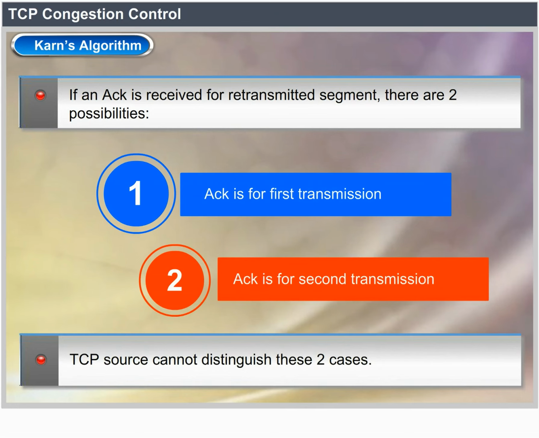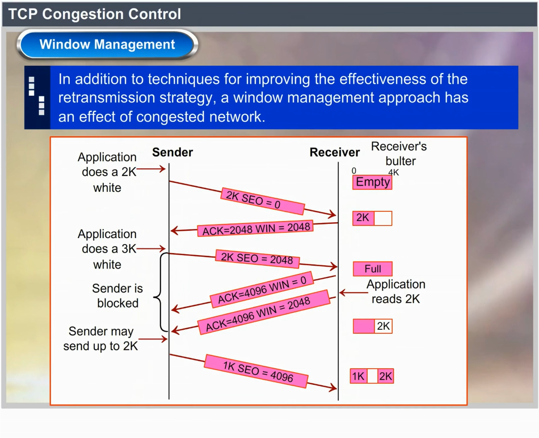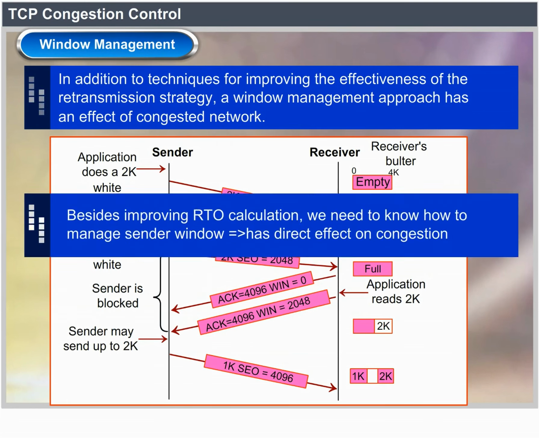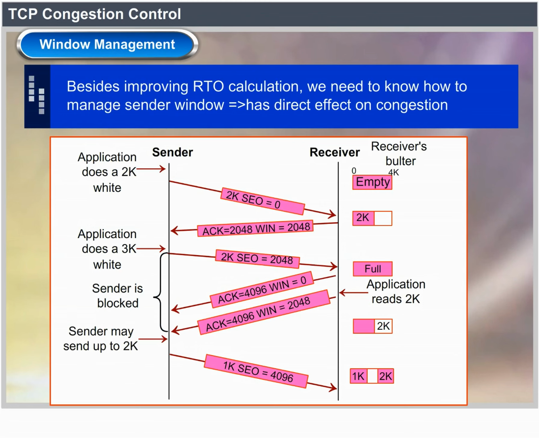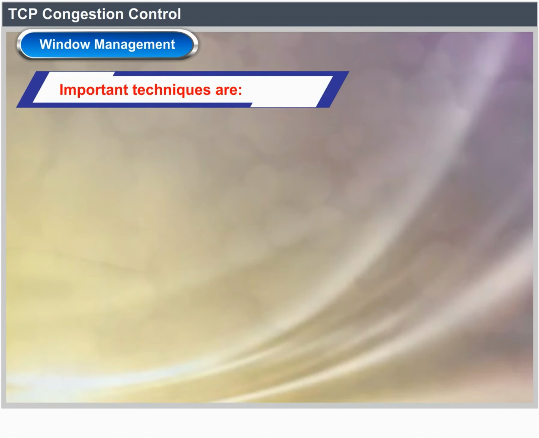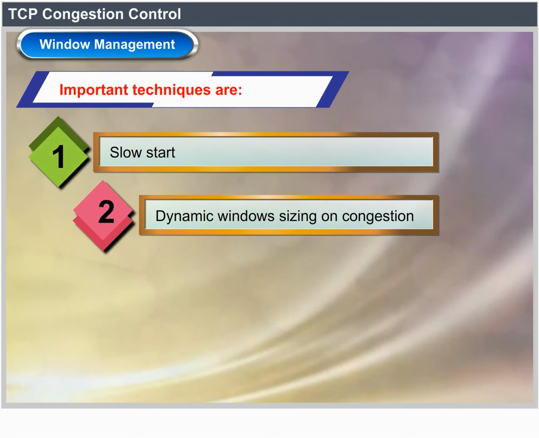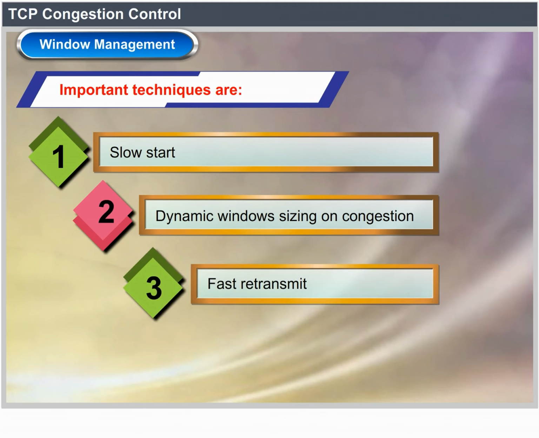Window management. In addition to techniques for improving the effectiveness of the retransmission strategy, window management approaches have an effect on congested networks. Besides improving RTO calculation, we need to know how managing the sender window has a direct effect on congestion. Important techniques are slow start, dynamic window sizing on congestion, fast retransmit, and fast recovery.